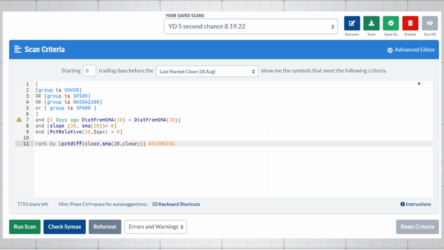Real key element is how we rank these. So we're going to use what I refer to as a proximity rank. How close is our close to some target level, in this case, the 20-period moving average? We're going to ask that the rank be the difference between the close and the 20-period average. We're going to do an ascending sort because we want to see, I think, the things that are closest to the 20 or even slightly below it. Something might, for example, have come down to it and closed below it. Something might have closed below it and come back up a little bit, but still be below. So let's go ahead and see what happens when we run this scan.